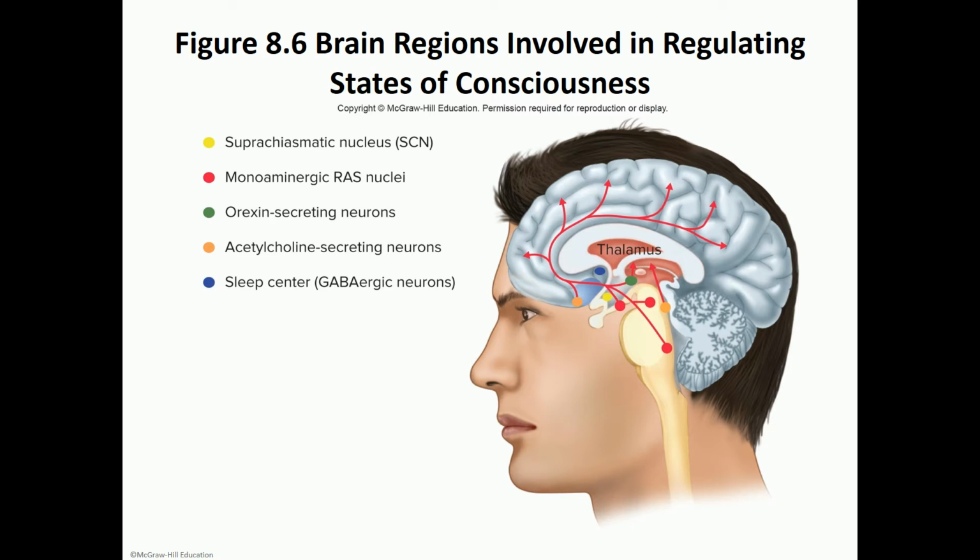Okay, we do have a sleep center though. You can see that blue sleep center, and these release a neurotransmitter, GABA. So the GABAergic neurons release GABA as a neurotransmitter, which is an inhibitory neurotransmitter, and that puts us to sleep as well. The whole aim of all of these different nuclei would be to stimulate the thalamus and the cerebral cortex.